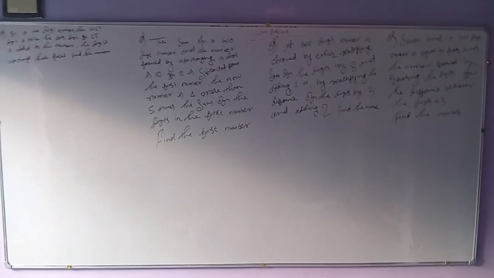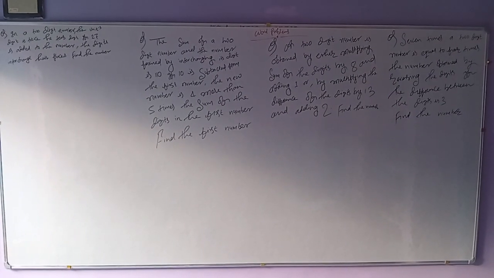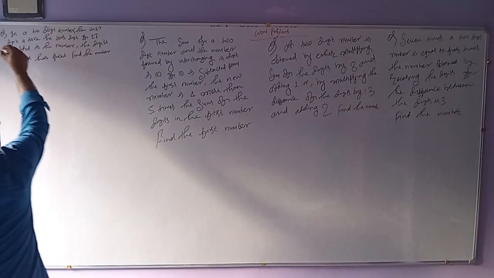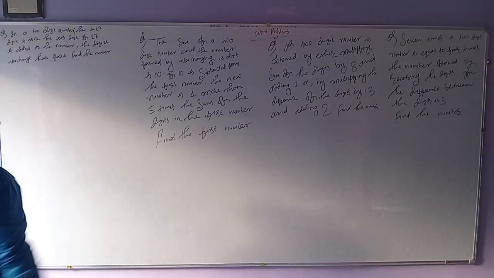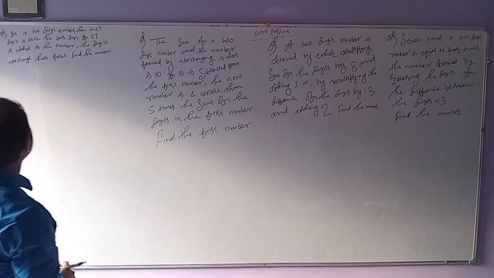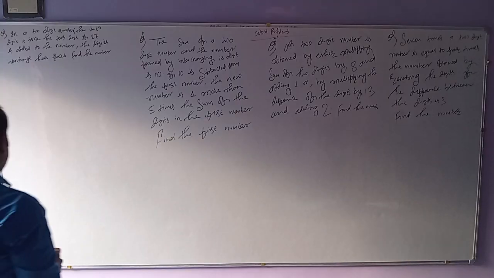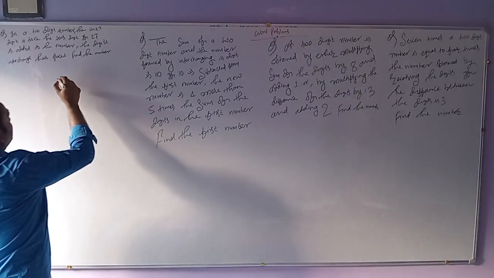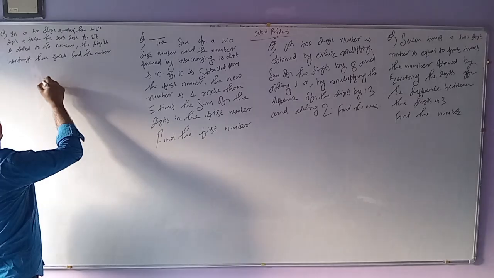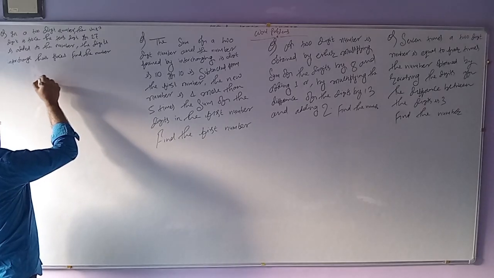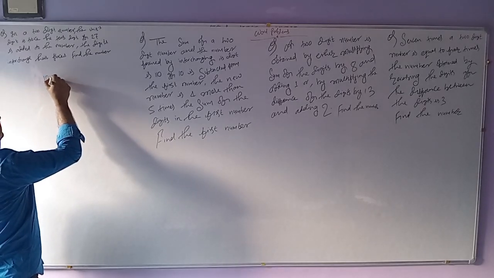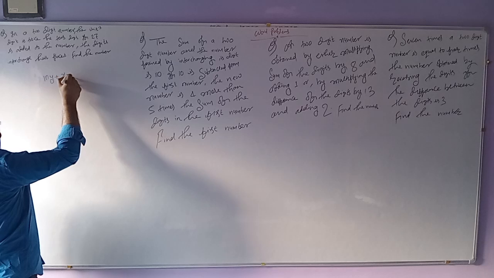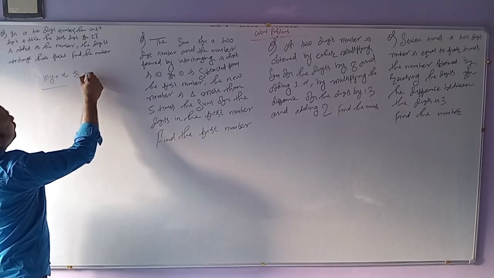Today we have four questions. In question number one: in a two-digit number, the unit digit is twice the tenth digit. Let us consider the required number is 10y plus x, and this is our required number.